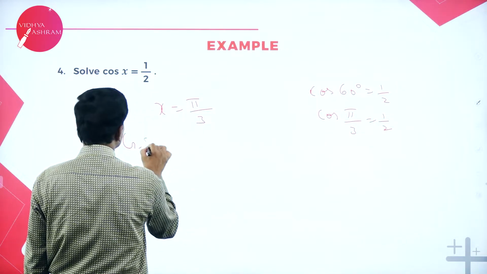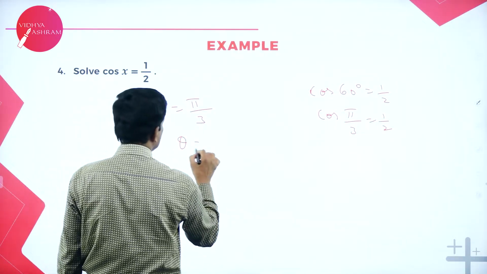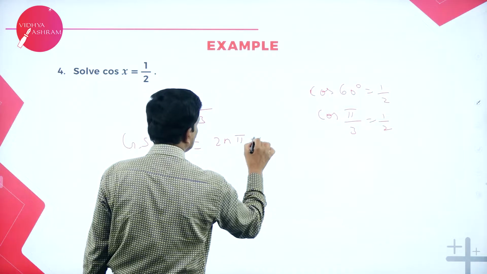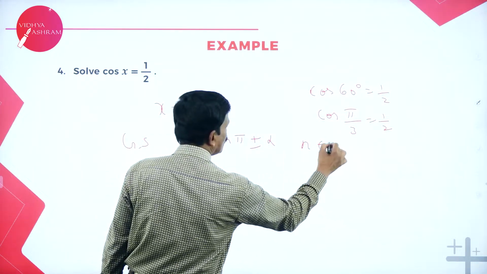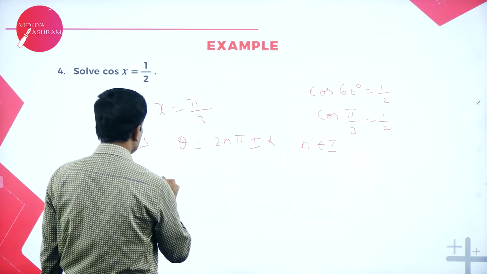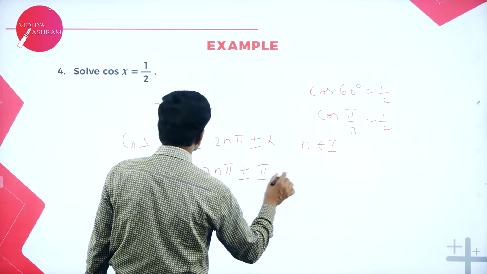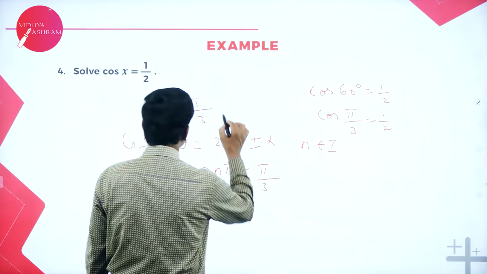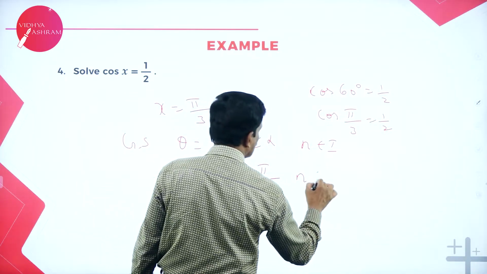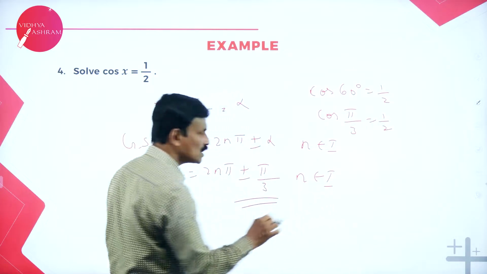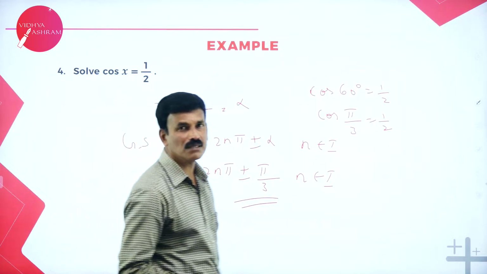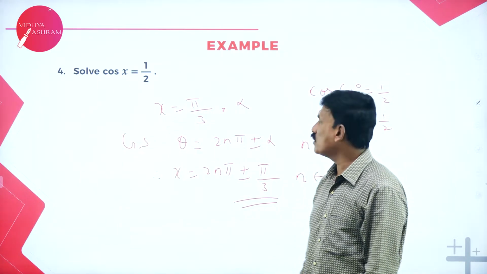The general solution for cos is theta equals 2n pi plus or minus alpha, where n belongs to any integer. Therefore, x is equal to 2n pi plus or minus alpha, and alpha is equal to pi by 3, where n belongs to any integer. That is the general solution. Very simple. Now, let us come to the next problem.